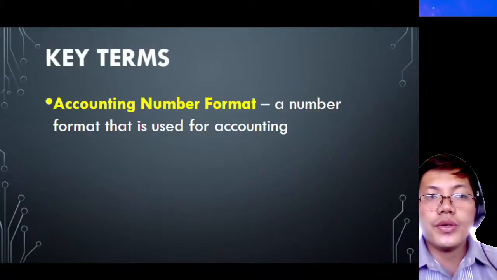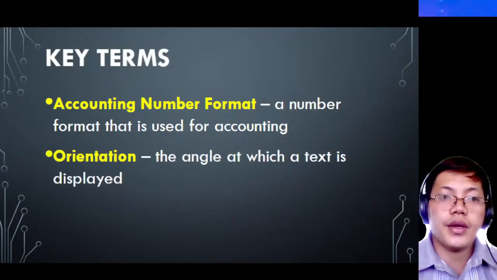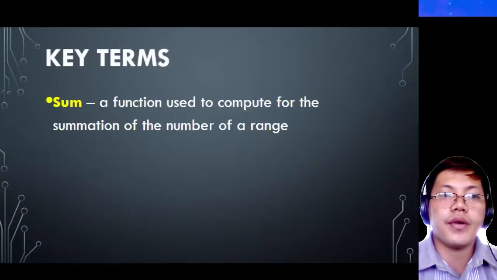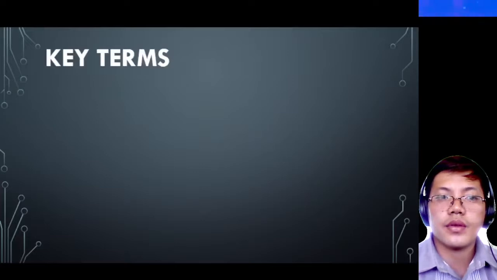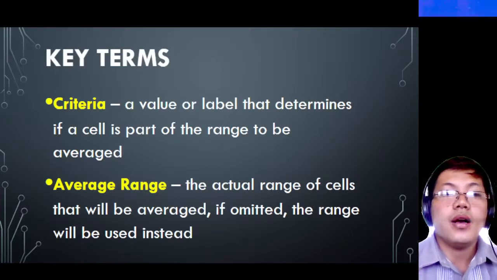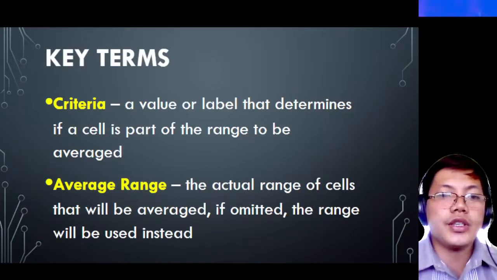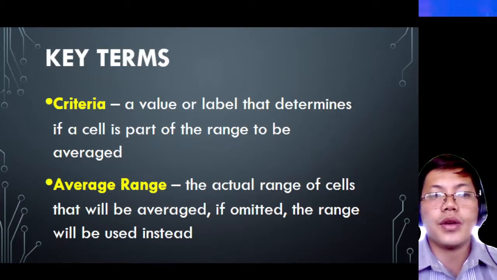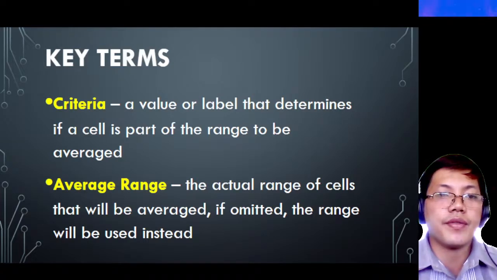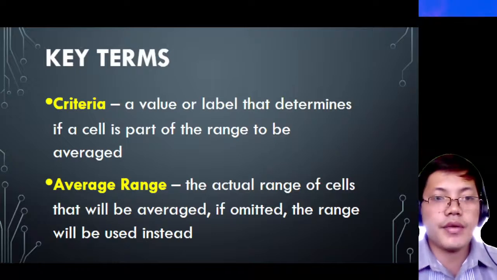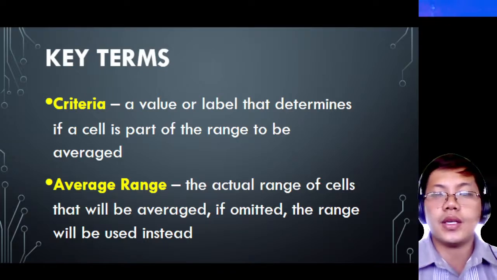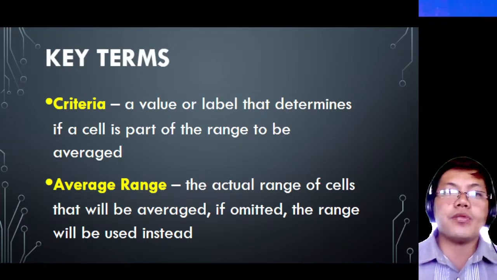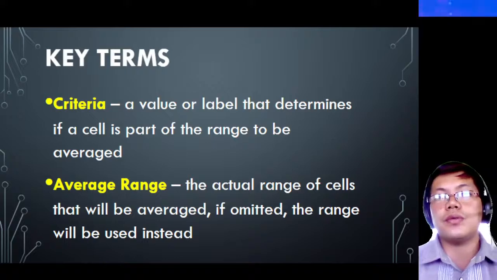These are also some of the key terms. I think I don't need to discuss this later on; we'll just go on to the demonstration. By the way, criteria and average range, we'll also do later on. Criteria is a value or label that determines if a cell is part of the range to be averaged, and the average range is the actual range of cells that will be averaged. Alright, let's go on to the demonstration.